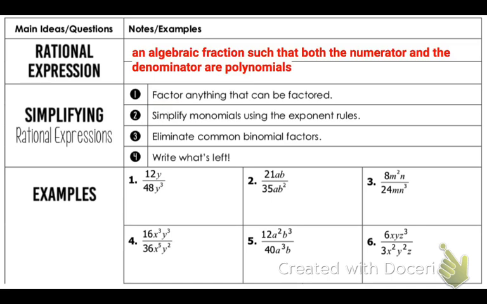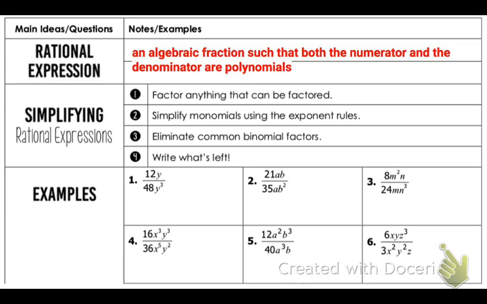You're going to have to factor anything that can be factored. If it cannot be factored, that's fine, you would just move on to the next step. It says simplify the monomial using the exponent rules. Eliminate anything that they have in common for the binomial factors, which we'll do some examples of if this is not making any sense, and then write what's left, and that would be your answer.